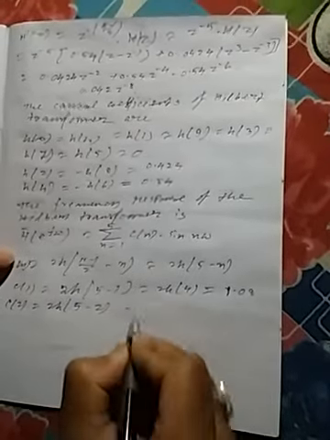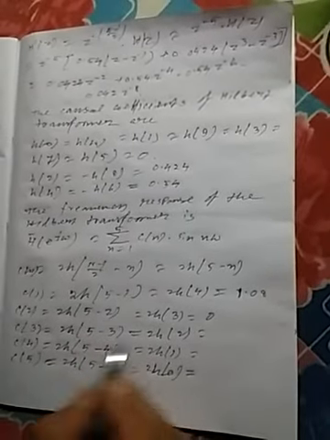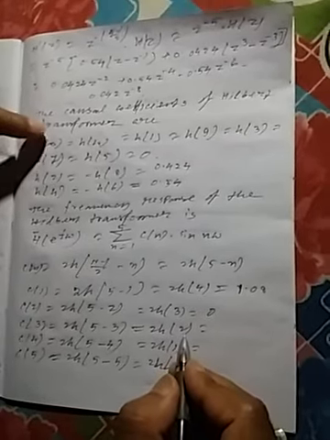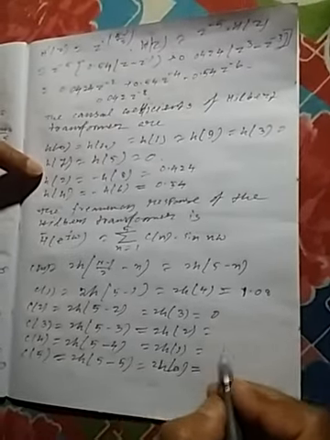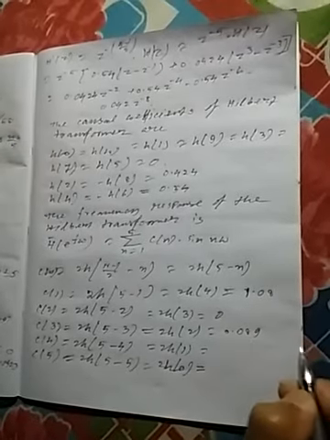Now C2 will be equal to 2h of 5 minus 2, so 2h of 3, h of 3 is here equal to 0, right? So C3 will be equal to 2 into h2. Now h2 is 0.424, right? So from here we can find that 0.089. Okay, so the value will be 0.84, right?